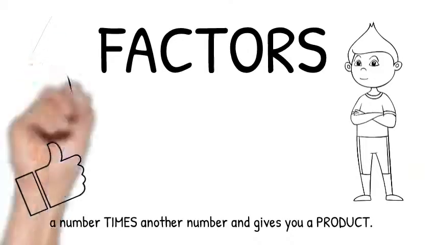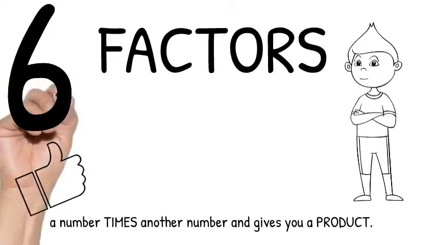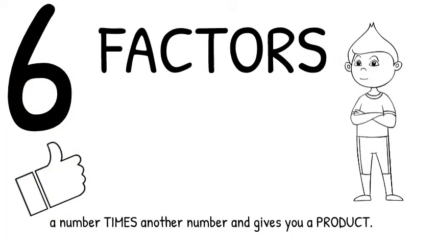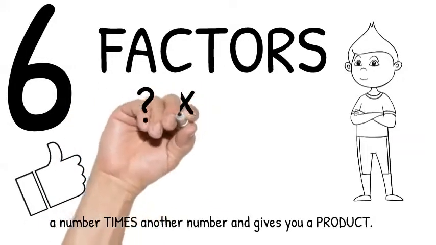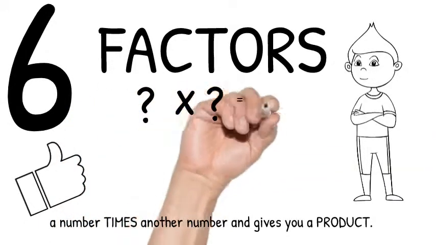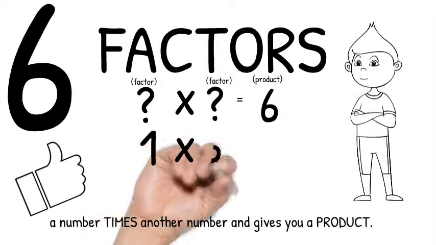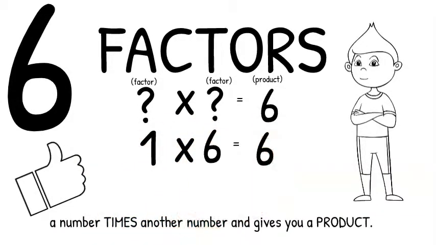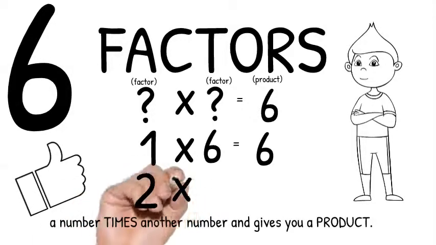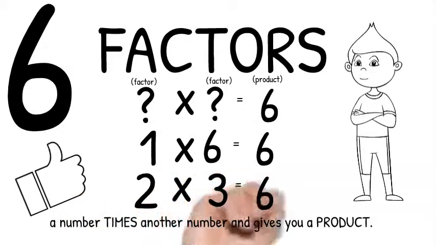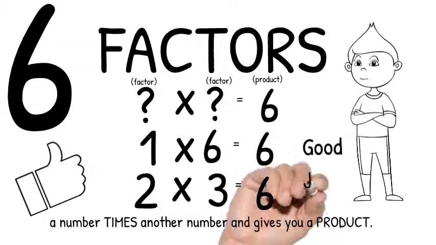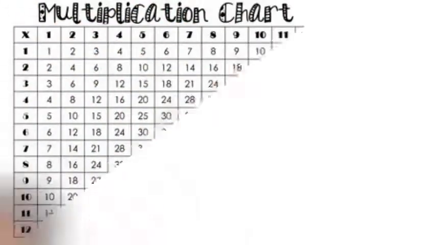Well, let's take our number 6. What two numbers multiplied together give you the product 6? You should say 1 and 6. Good job. But are those the only two numbers? No. If I take 2 and 3, when they multiply together, they give me 6 as well. 2 and 3 are factors of 6. 1 and 6 are factors of 6. Those are your factors. Isn't that cool?